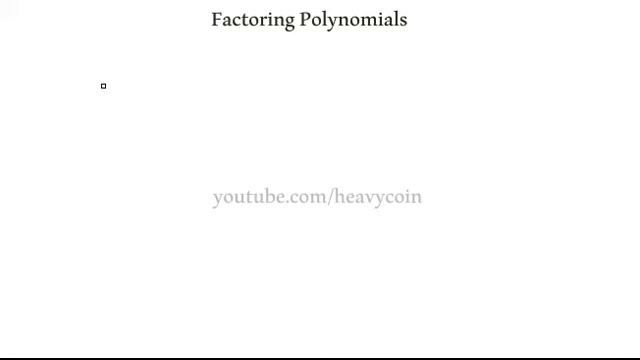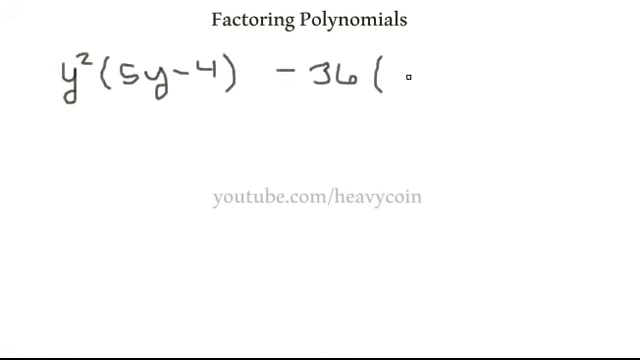Alright, let's look at this one. We've got y squared times 5y minus 4 minus 36 and 5y minus 4. So we want to factor this completely down, and what we're going to do here is, because we have a 5y minus 4 in this term and a 5y minus 4 in this term, we're going to factor out a 5y minus 4.